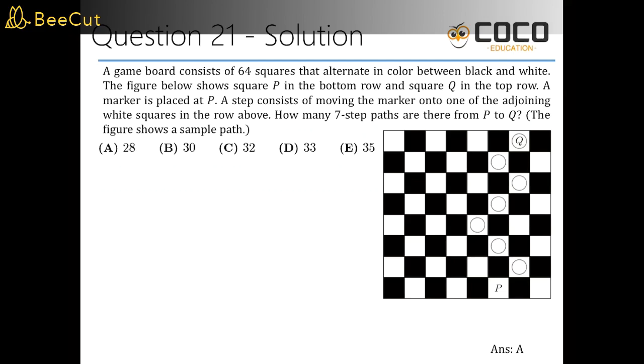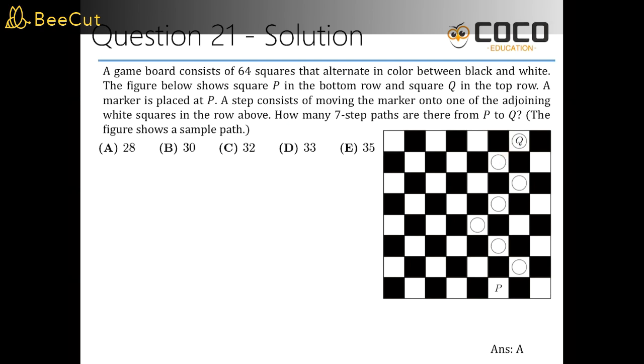Let's take a look at question 21. In this question, you start from the bottom, from this point P. Each time you can go to adjacent white squares. It means you can go to any white square that's connected to P. Just repeat this again and again until you reach the point Q. They want to find out how many ways there are.